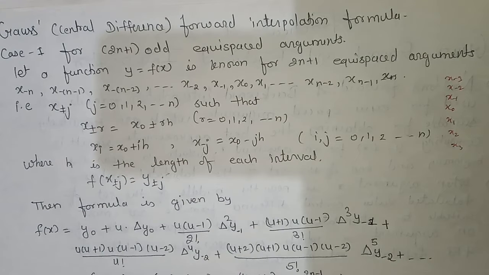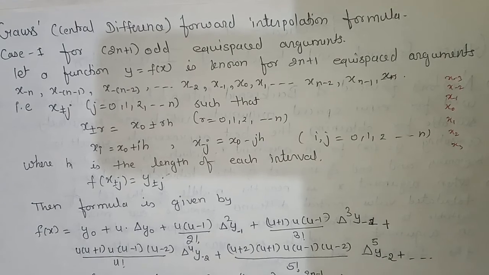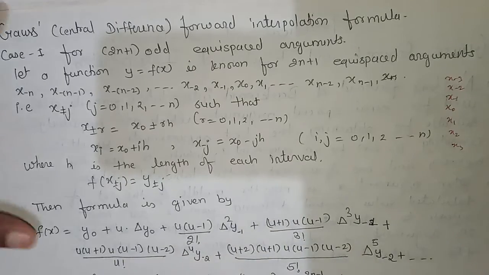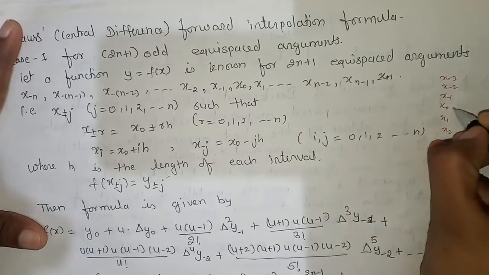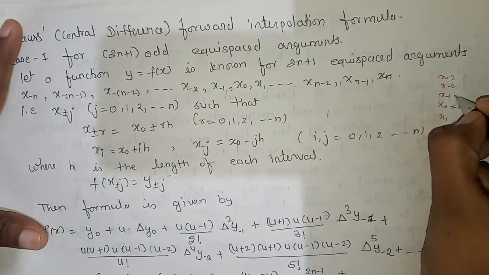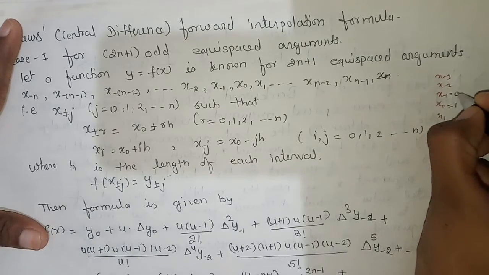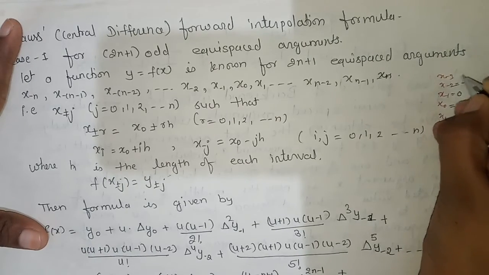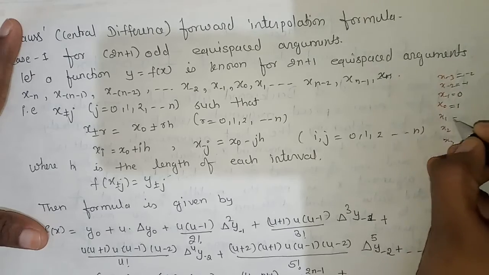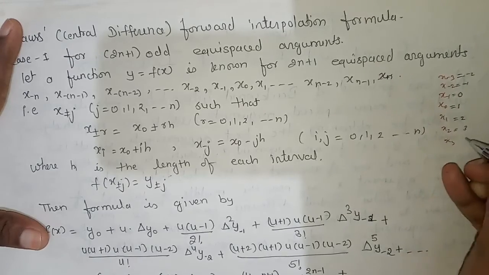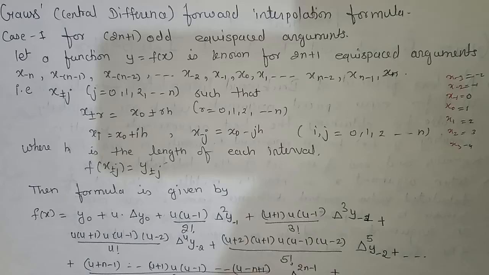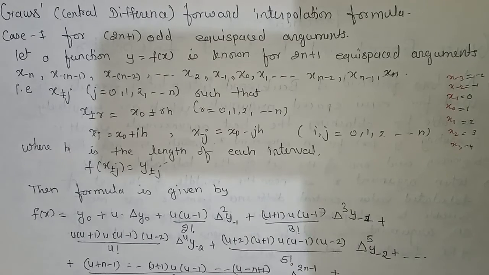And for x minus j, if x0 is equal to 1, then x minus 1 will be 0, x minus 2 will be minus 1, and so on, where i and j are values from 0 to n.